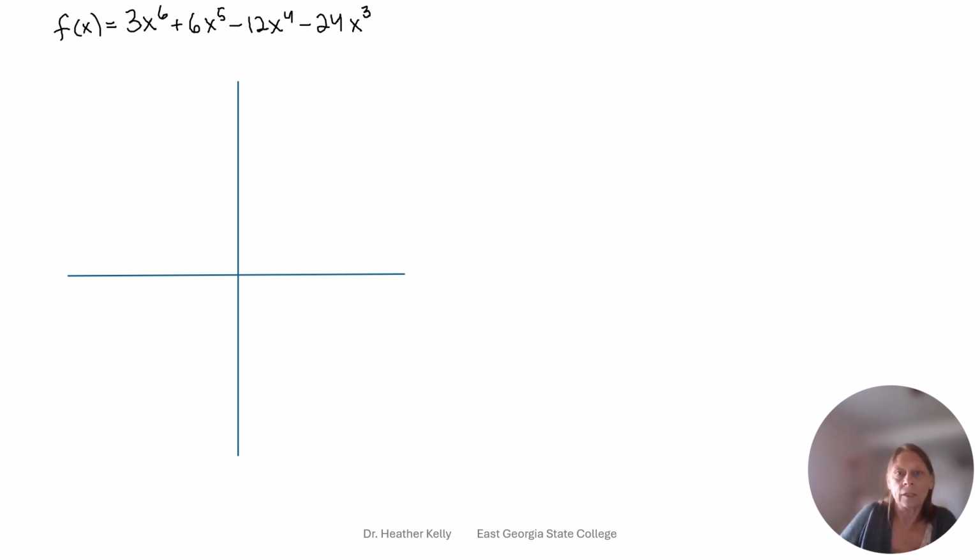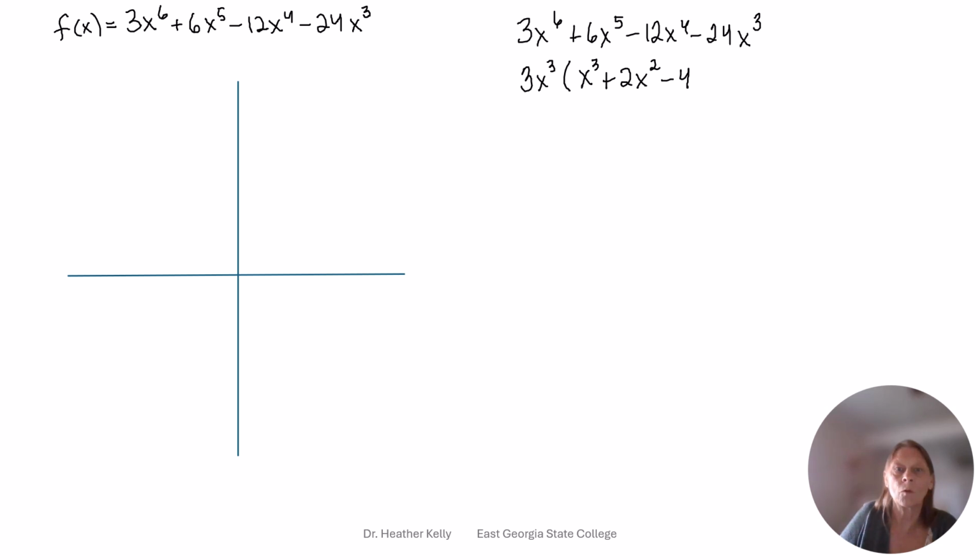Okay, let's factor this guy. If you're not done yet, just pause and come back. All right, let's take a look at what we've got here. We have 3x to the 6th plus 6x to the 5th minus 12x to the 4th minus 24x cubed. It looks like I can pull a 3x cubed out of everything, and that leaves us with x cubed plus 2x squared minus 4x minus 8.